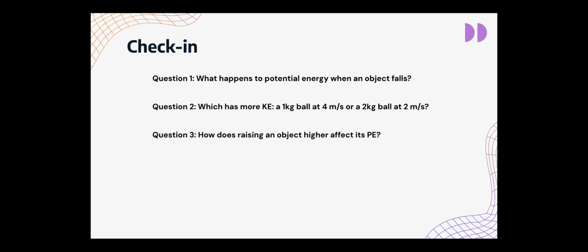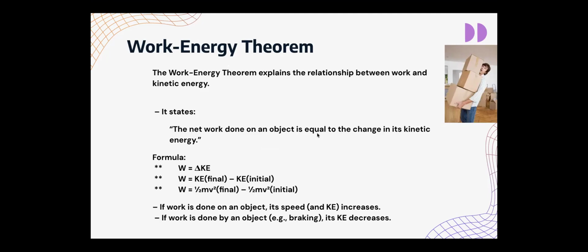Let's quickly go through the work energy theorem. This is very important to go through. The work energy theorem is basically relating what we just talked about to work, so work equals force times distance. But basically it states that the net work done on an object is equal to the change in its kinetic energy, which makes sense, right? In some sort of case, correct?